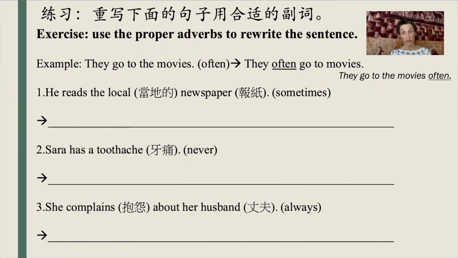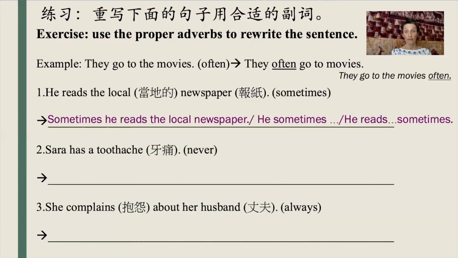Remember we talked about sometimes. You can put sometimes anywhere, so here, sometimes he reads the local newspaper. That's a good answer. He sometimes reads the local newspaper, or he reads the local newspaper sometimes. Any of those are fine, because sometimes is that word that you can put in the beginning, in the middle, or at the end of the sentence. It's okay. Okay. Sarah has a toothache, and they want you to use the word never.